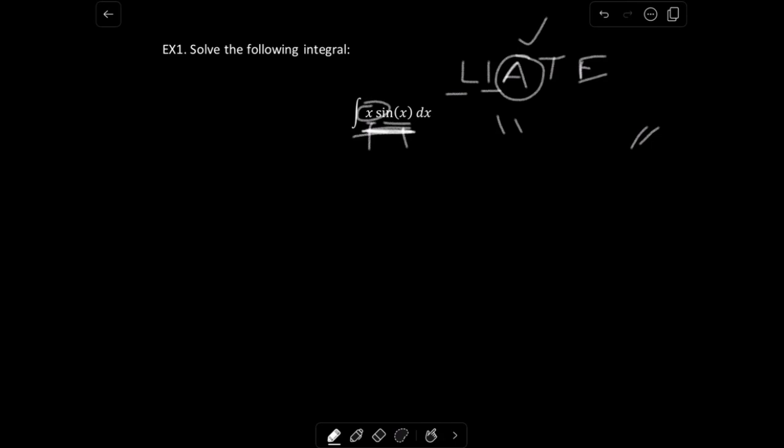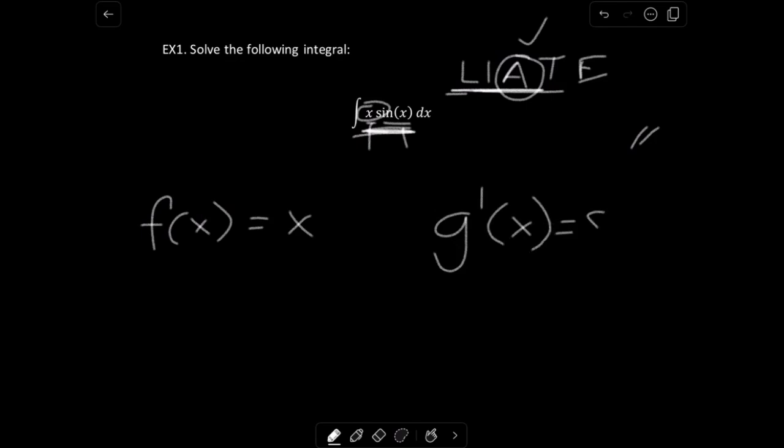What is the algebraic function? That is x. So the first function that appears in the LI8 acronym, that is going to be the f of x function. So f of x is equal to x. That would mean that g prime of x is equal to sine of x. There we go. That's how LI8 works. The first function that appears from the LI8 acronym is going to be the f function. It identifies what the f of x function is.